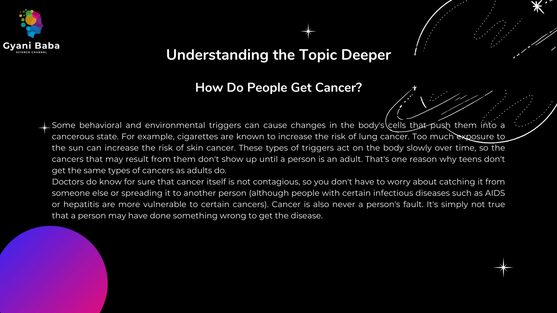Some behavioral and environmental triggers can cause changes in the body's cells that push them into a cancerous state. For example, cigarettes are known to increase the risk of lung cancer. Too much exposure to the sun can increase the risk of skin cancer. These types of triggers act on the body slowly over time, so the cancers that may result from them don't show up until a person is an adult. That's one reason why teens don't get the same types of cancers as adults do.